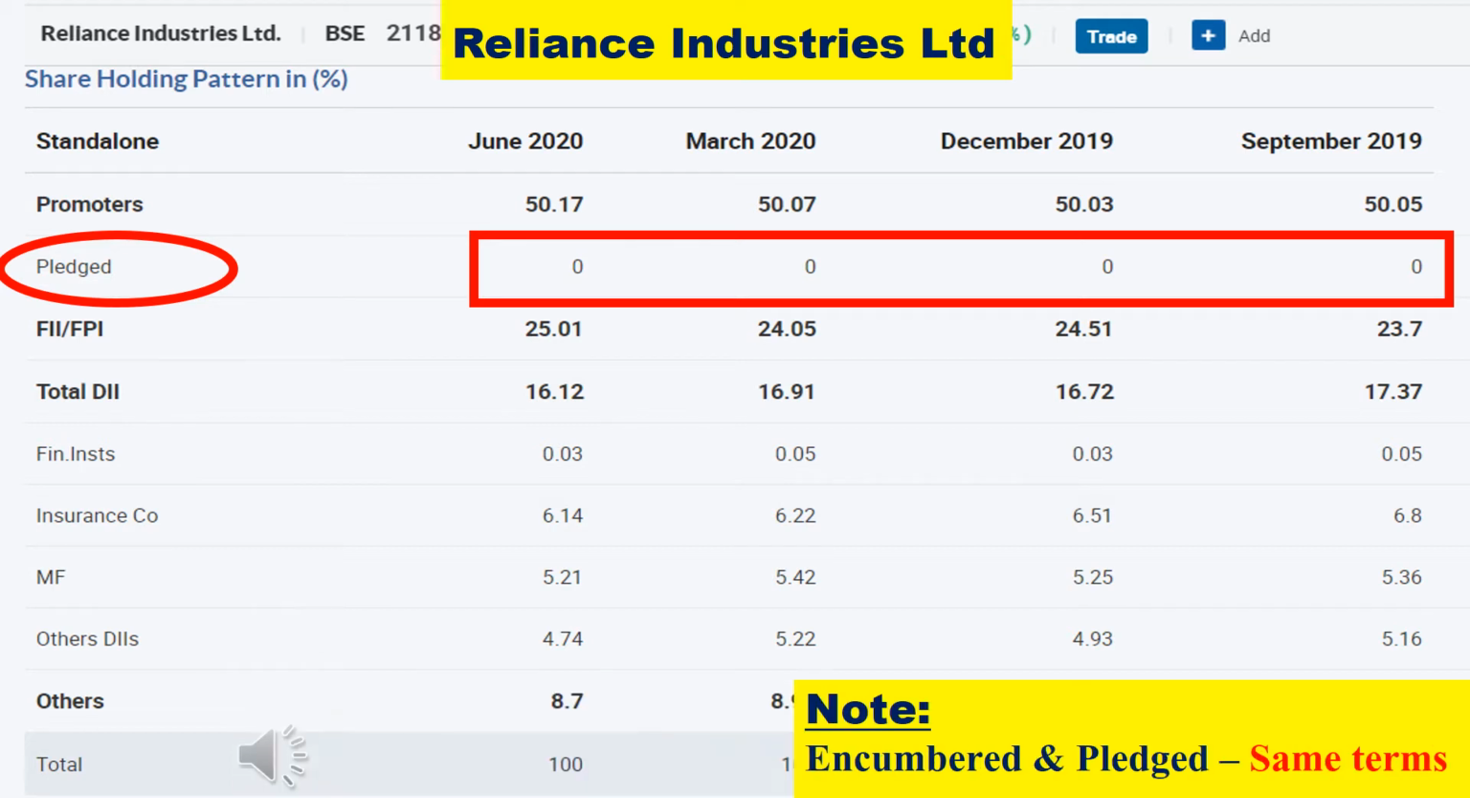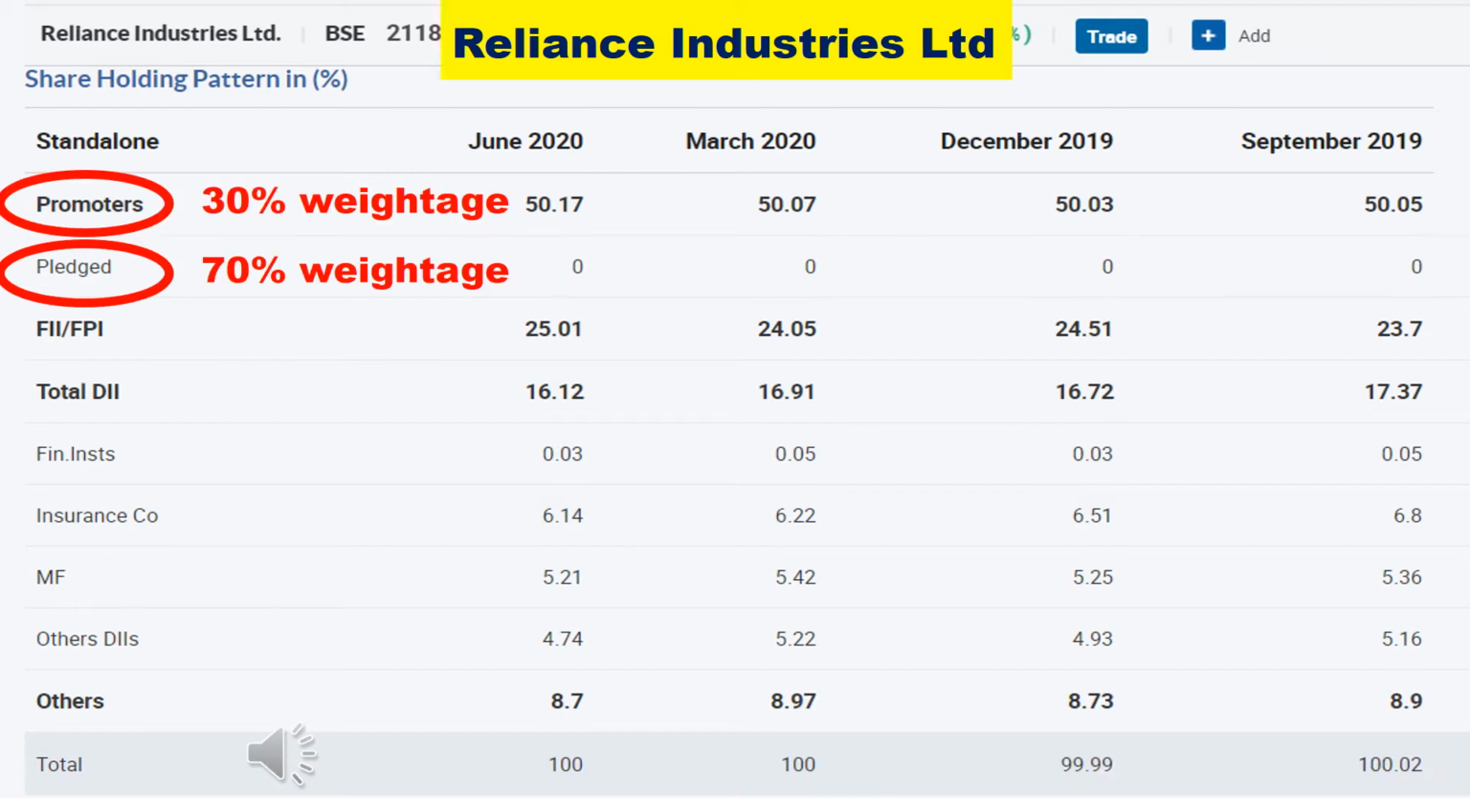Sometimes while hearing share market news, you may note this word, encumbered. The words encumbered and pledged have the same meaning. In the shareholding pattern parameter, for which part do we have to give weightage? Check whether the maximum percentage of shares is in promoter holding. For this, you can give 30% weightage. Next, check whether any shares are pledged. For this, you can give the remaining 70% weightage.